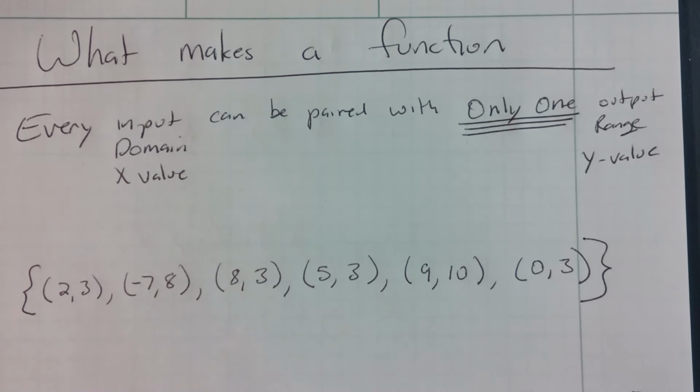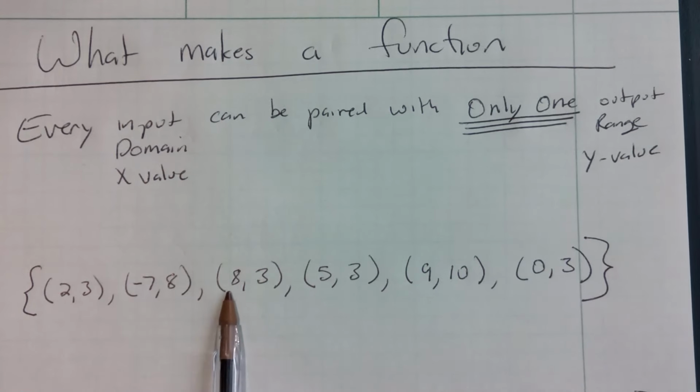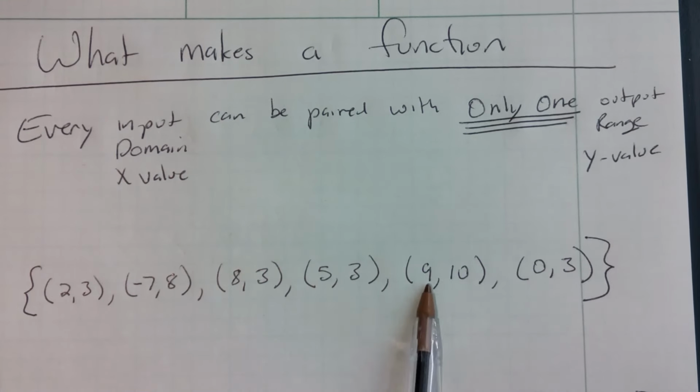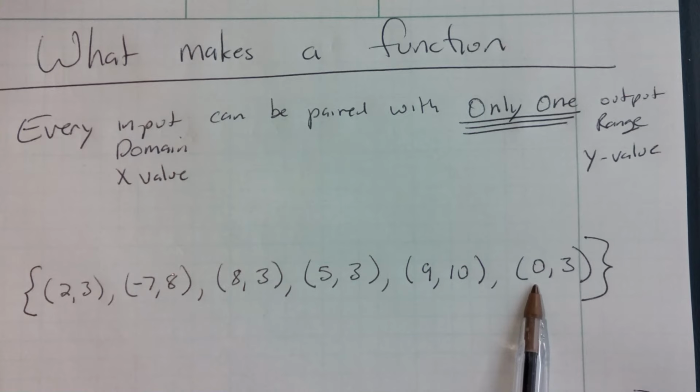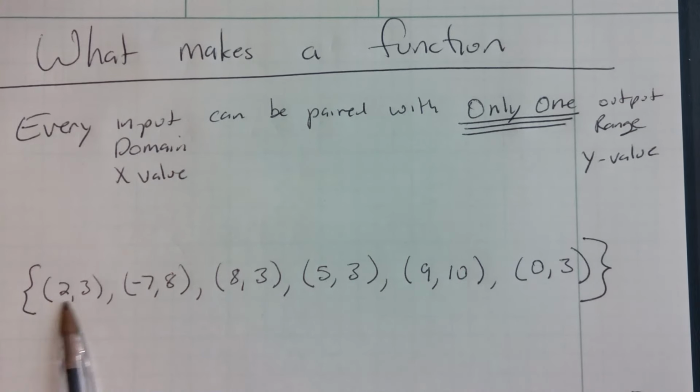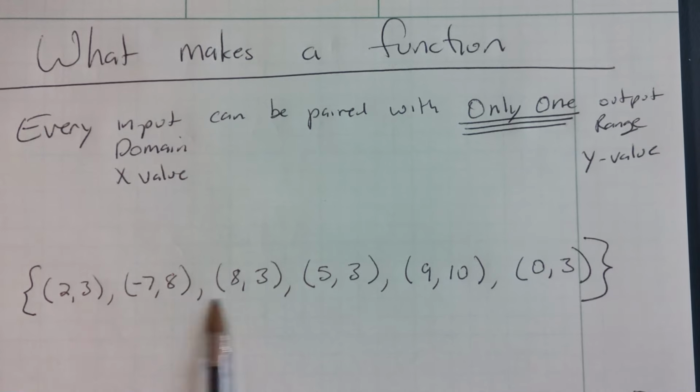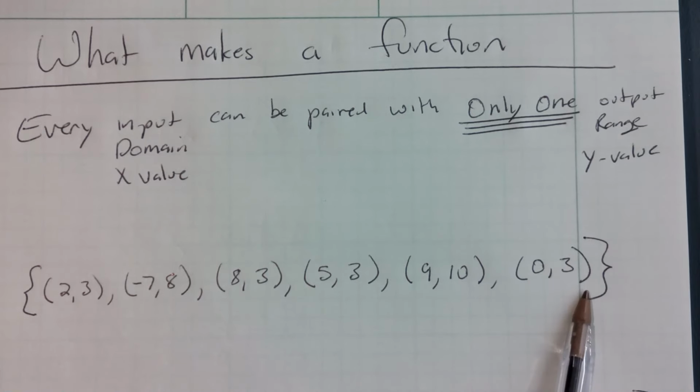So if I was given a relationship as a set of ordered pairs, to determine if it's a function, I'm going to look along the X values. I'm going to look at 2, -7, 8, 5, 9, and 0. And what I'm doing is I'm looking for a repetition in X. Because if this 2 that went to a 3, if there was another 2 down here that went to a different number, it would not be a function.